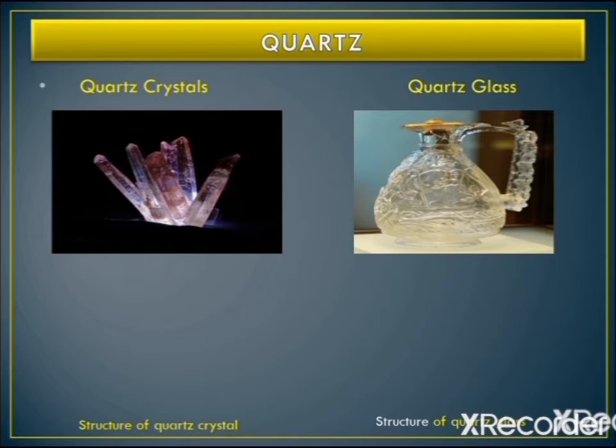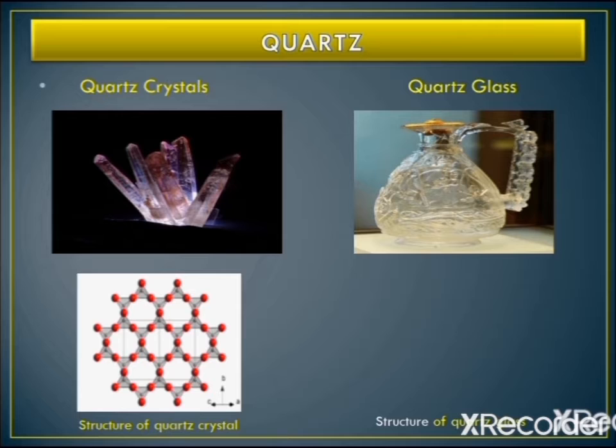Quartz. Quartz is a macromolecule and its simplest unit is SiO4. Quartz also exists in crystalline form as well as in amorphous form. In crystalline form, if you see the structure of quartz, all the atoms are arranged in a particular repeating three-dimensional arrangement. As a result, the quartz crystals have definite shape and they are shiny.